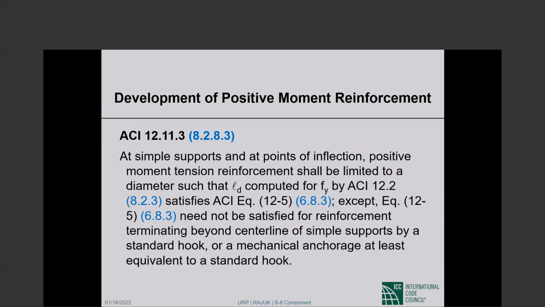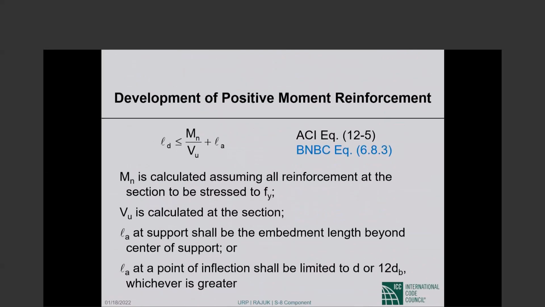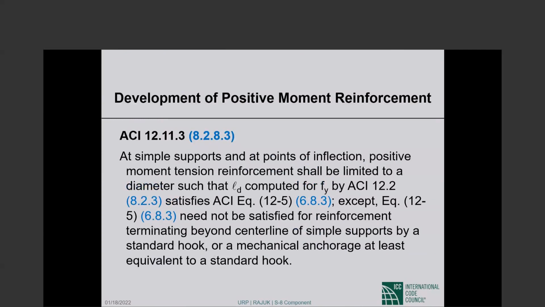At simple supports and at points of inflection, positive moment reinforcement shall be limited to a diameter such that L sub d, this gets a little complicated. What we are talking about here is at two locations, at simple supports and at points of inflection. We are trying to limit the bar diameter, the bar size. We do not want a small number of large bars. We want a larger number of smaller bars because that's better for bond.